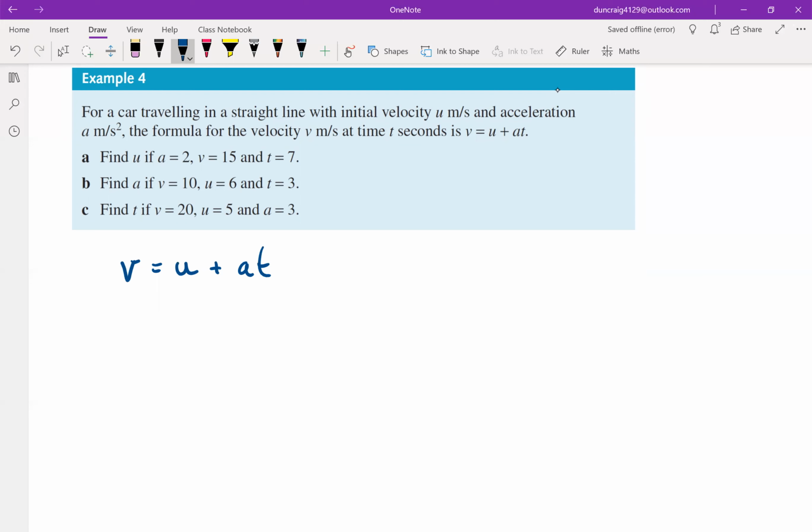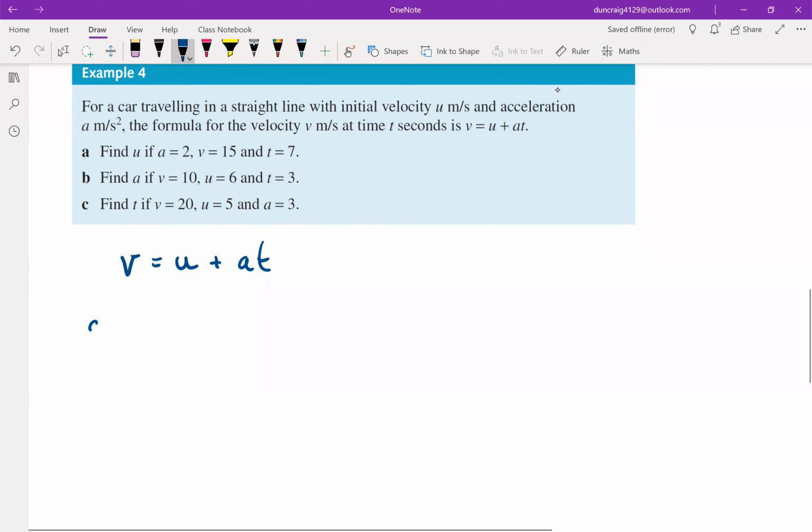Now, we're no longer finding the subject. The subject of this formula is v for velocity, but we don't want to find v in any of these instances. In tomorrow's lesson, I'll show you how to rearrange a formula. But what we can still do here is substitute the values in and then rearrange to find out what we're interested in. So let's go through it here.